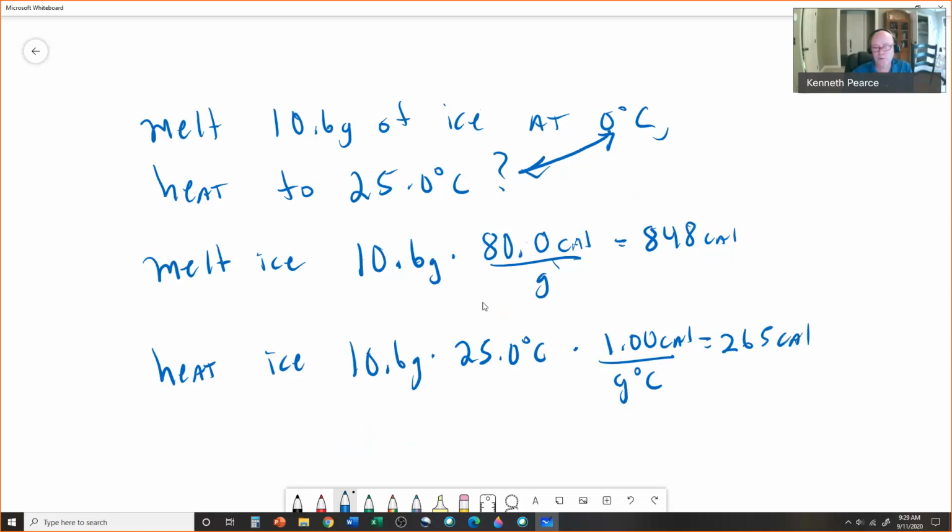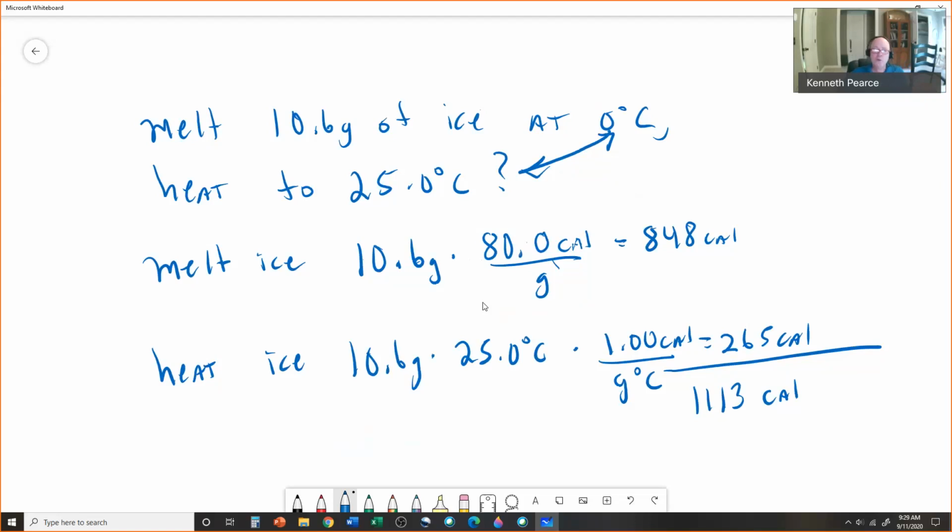And now all we do is we add up the two numbers. We add up the 848 calories to melt the ice, and then we add in the 265 calories to warm up the water, and we got 1,113 calories. And that's for both of these things added up together.